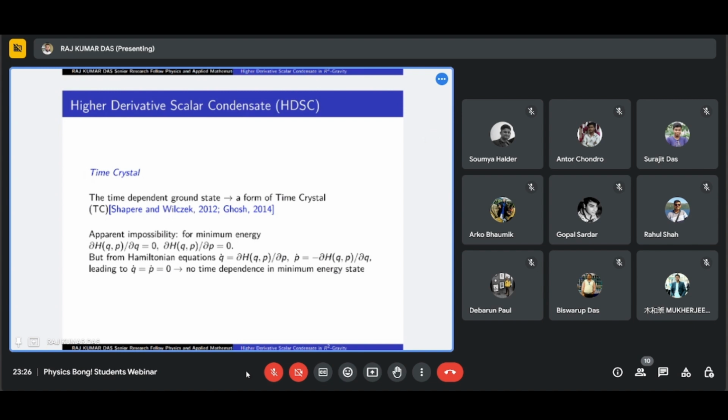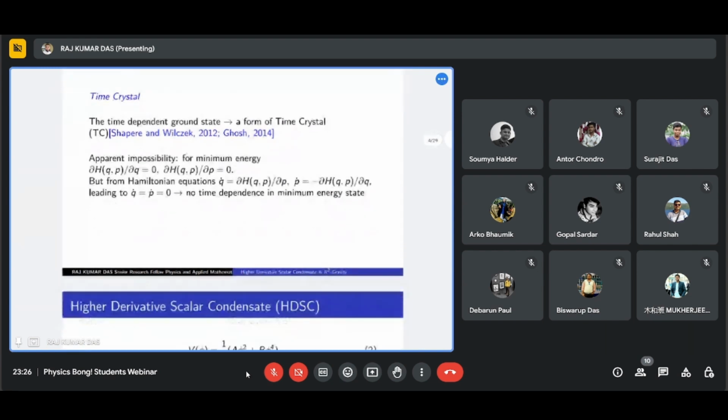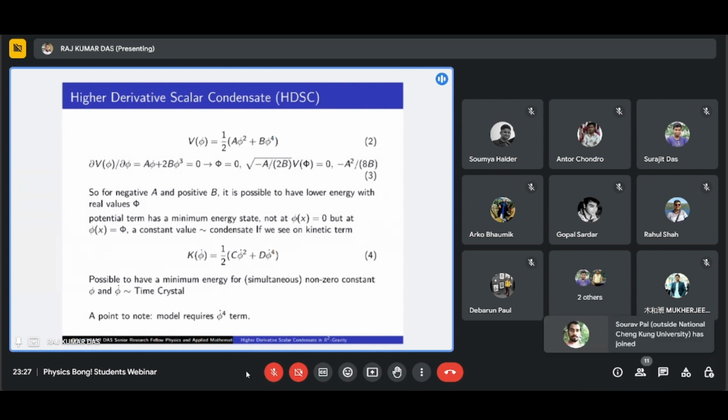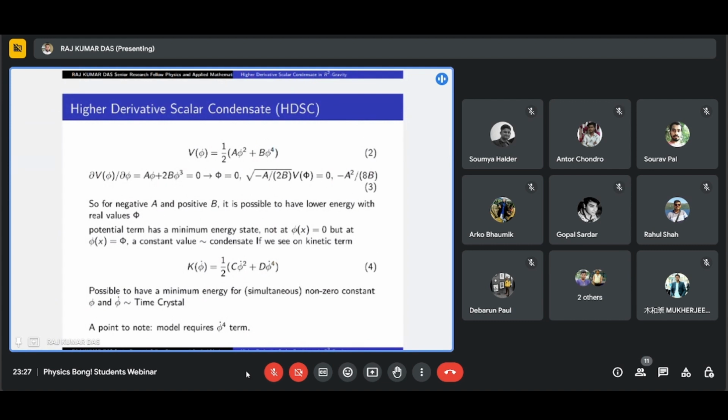The total energy is zero, or a constant value, right? But if you slightly add a higher order term in your potential, or a higher derivative term in the kinetic part of the field Lagrangian, or a higher order term in the potential part. Just see this potential, V(φ) = ½aφ² + bφ⁴. If you take the first derivative, you will get two cases: φ = 0, and also φ = ±√(−a/2b).